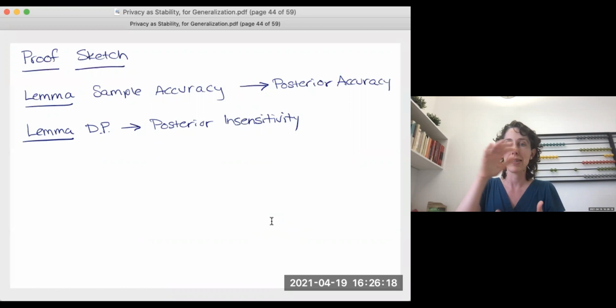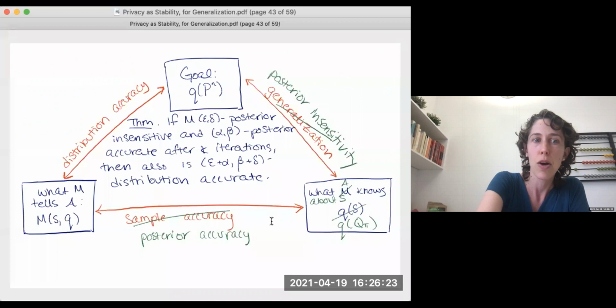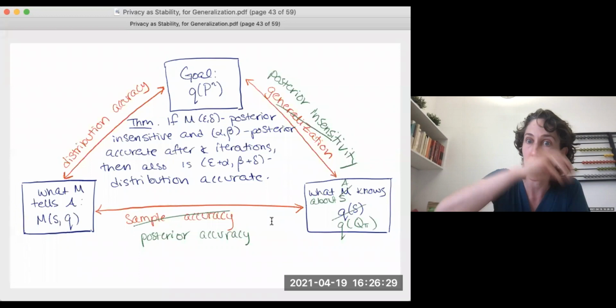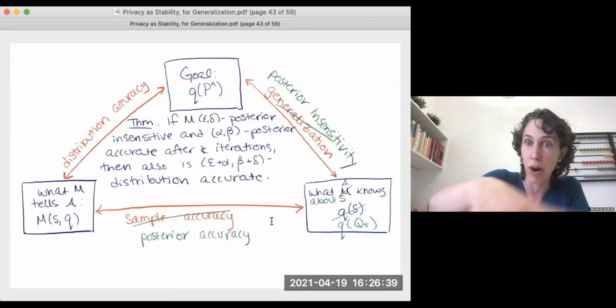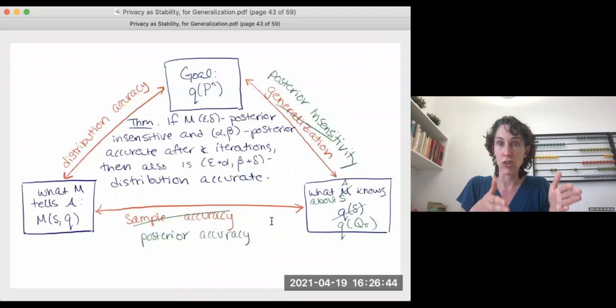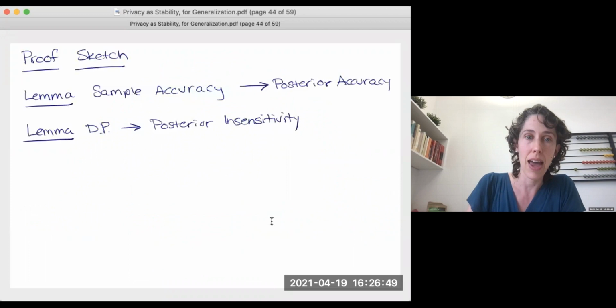Because sample accuracy is going to give us this posterior accuracy guarantee, and you haven't seen this yet, but it's going to give us this bottom edge of the triangle. It's going to cause our answers to be close to the values of the queries that get issued on this posterior. And differential privacy is going to give us this posterior insensitivity guarantee. So it's going to give us this right-hand side of the triangle, which says that the queries that get asked are going to give similar answers on the underlying distribution as on the posterior that they induce.